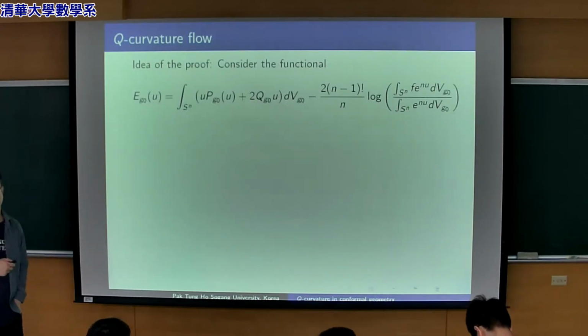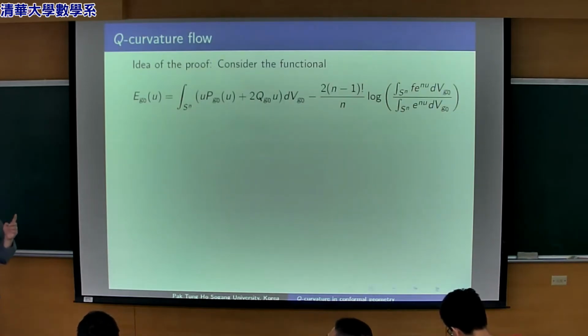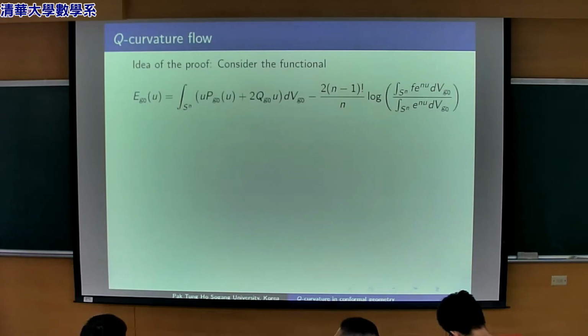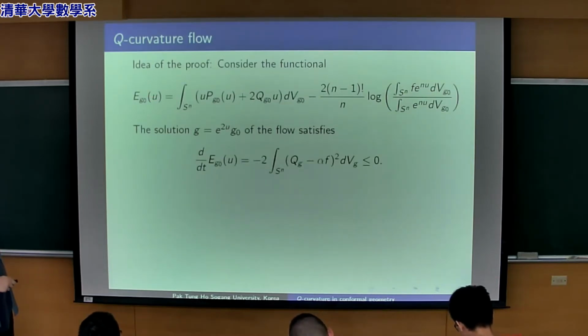So we define this functional. This functional is defined in this way. You may ask where this functional comes from. In fact, this is from the variational type problem, and we borrow it for our flow problem. And the good thing about this is, if you consider the flow, assume this is the solution of the flow, then if you put this u into this functional, you see that the energy is decreasing.